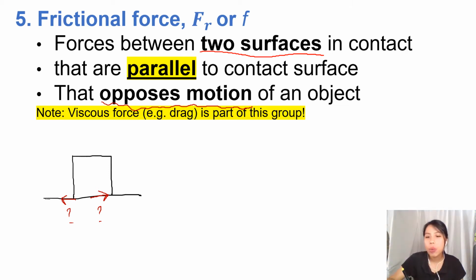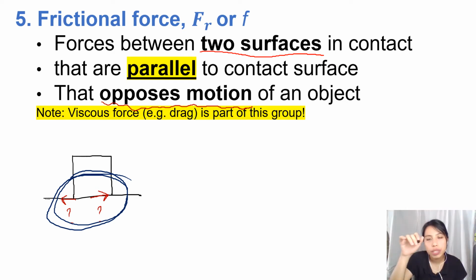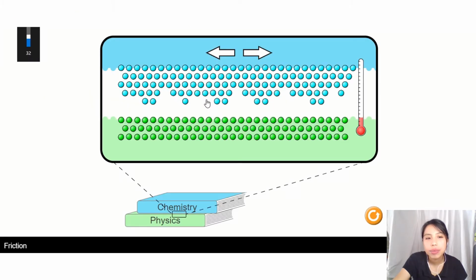But why is there frictional force in the first place? Let's zoom in a bit to the part where the contact surface between two objects is, and we'll see why this frictional force exists. So here we have a PhET simulation. Oh, my favorites, the chemistry and physics textbooks. The frictional force is going to be in this way. Let's see what happens to the molecules in there.